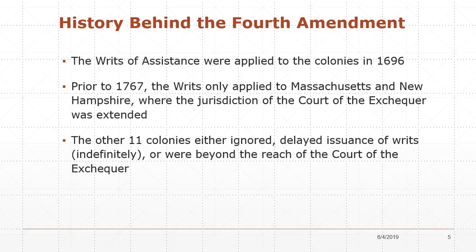When they were first applied to the colonies in 1696, they were really only applied to the Massachusetts and New Hampshire colonies, which were under the jurisdiction of the Court of the Exchequer. The other colonies either ignored or delayed the issuance of writs indefinitely, or were beyond the reach of the Court of the Exchequer.